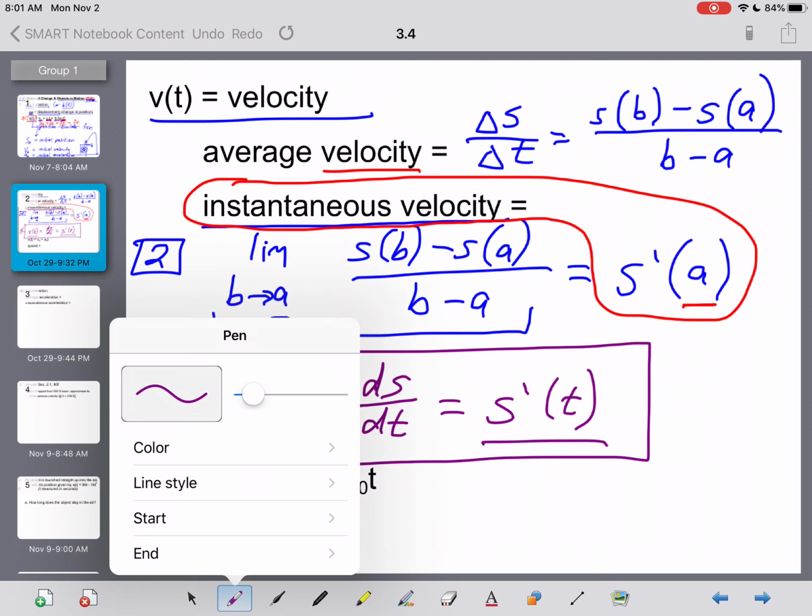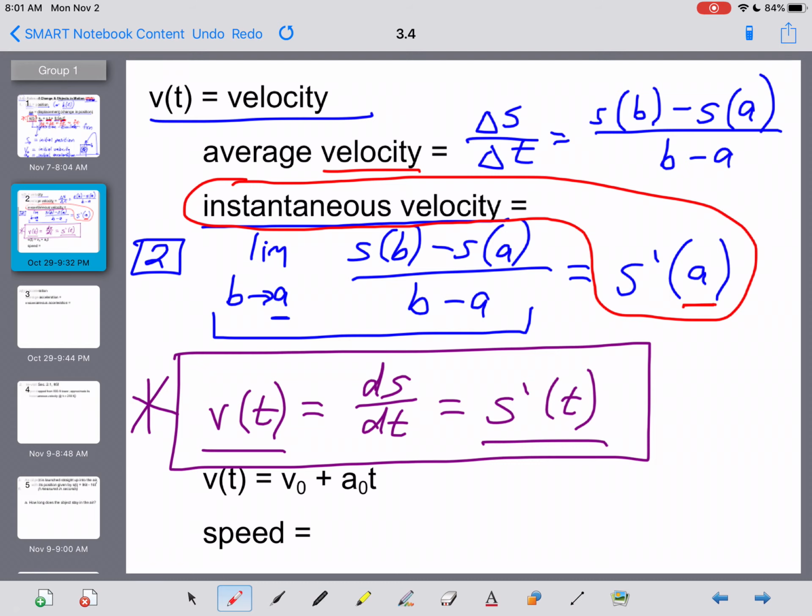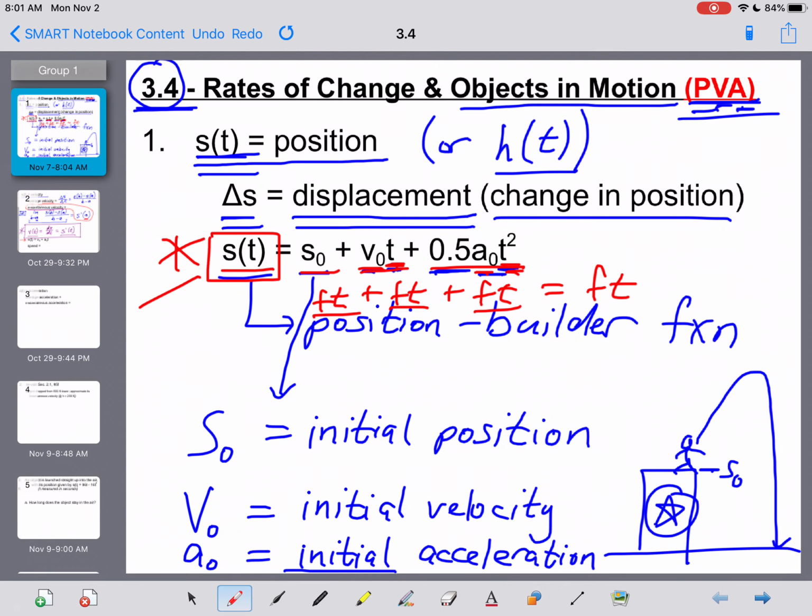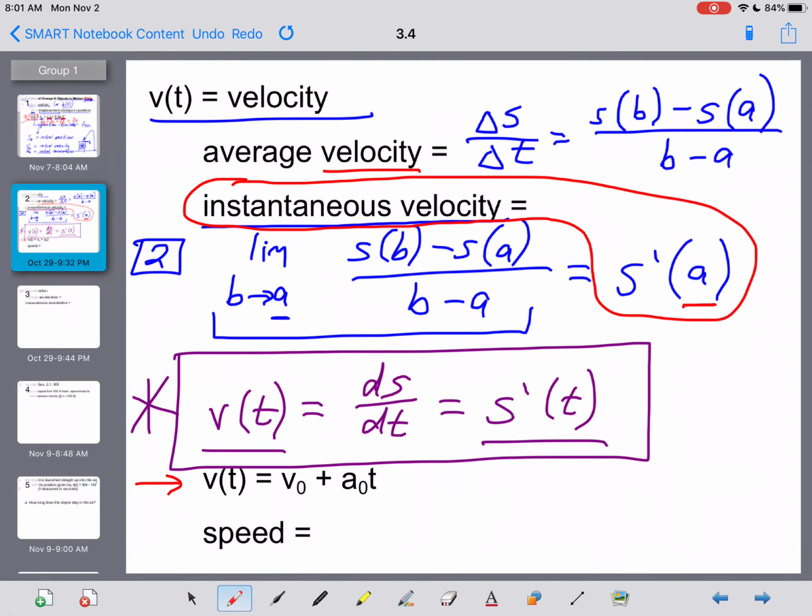Okay, guys, make sure you've got that down. Two quick things to put a bow on this page. What we have right here is a velocity builder function, similar to what we did with our position building function, but the velocity is a little bit quicker. V naught is just your initial velocity, and we're going to add that to A naught, the initial acceleration, multiplied by time. That one won't come into play a ton, but good to know, just so you've got it there, okay?